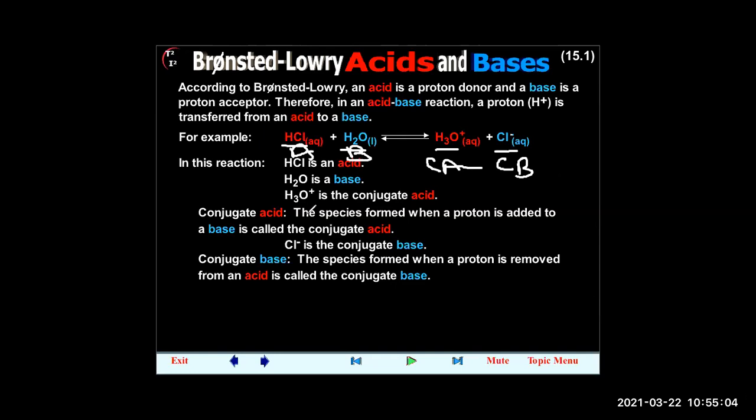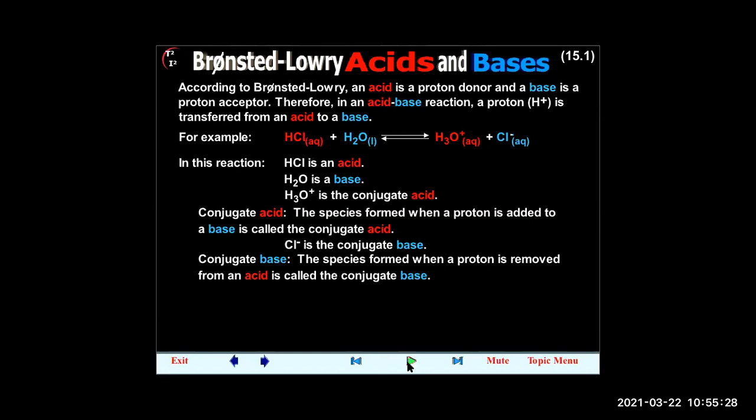So a conjugate acid is a species formed when a proton is added to a base. That is called a conjugate acid, that is this, H3O+. A conjugate base is a species formed when a proton is removed from an acid, and that is called a conjugate base. Any question on that?